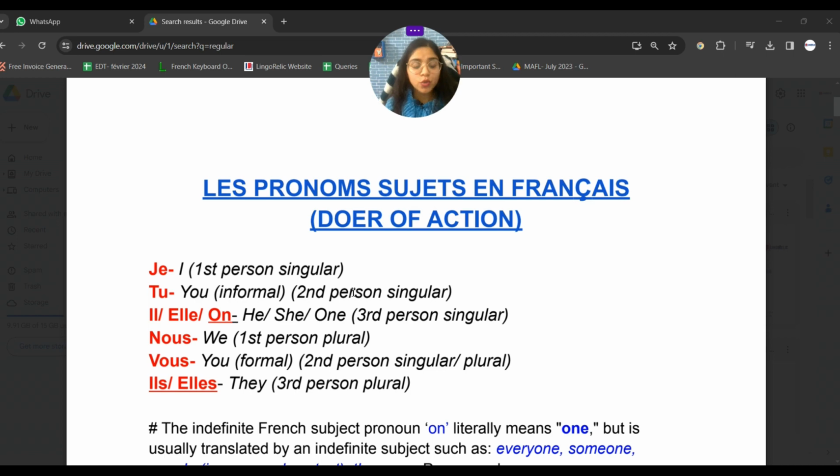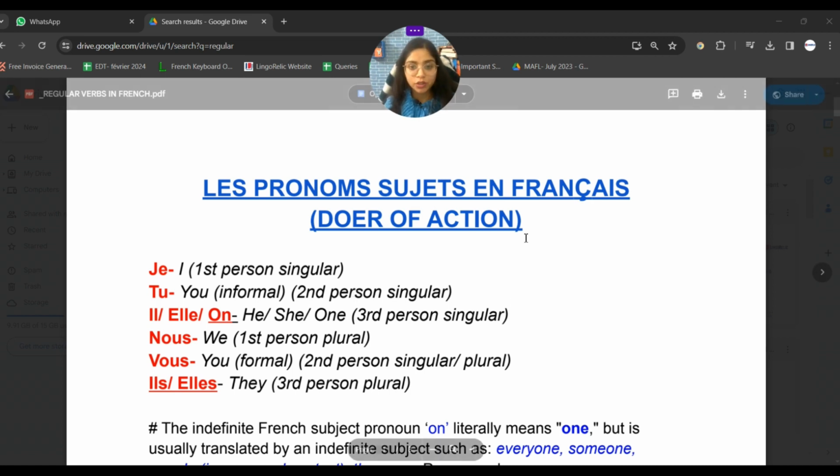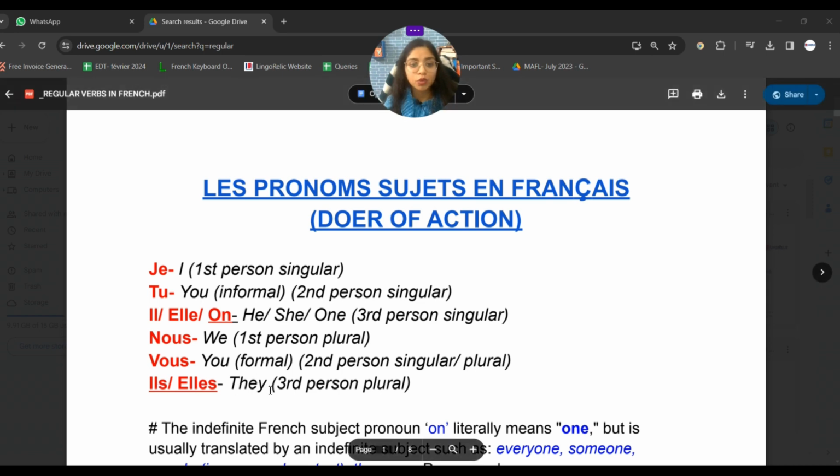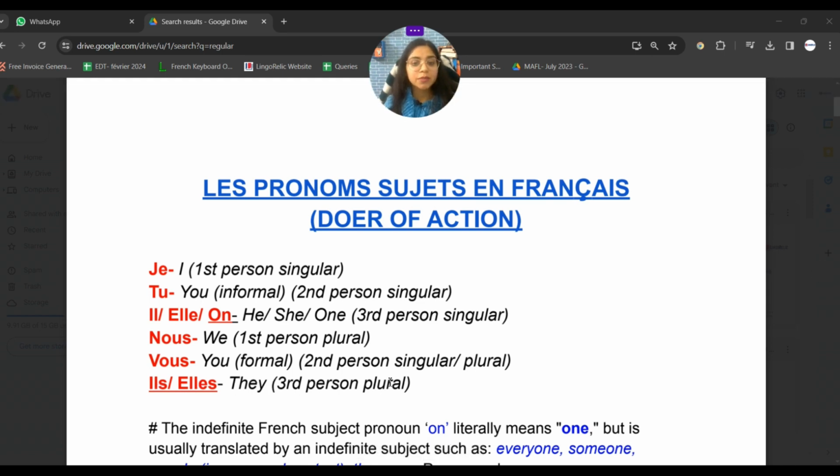Then you have nous. Nous means we, which is a first person plural form. Then you have vous. Vous is to say you, that is formal, and second person singular or plural, depending on the context, whether you're talking to just one person or you're talking to more than one person. And finally, there is ils and elles, which are both used for they. This is for third person plural.